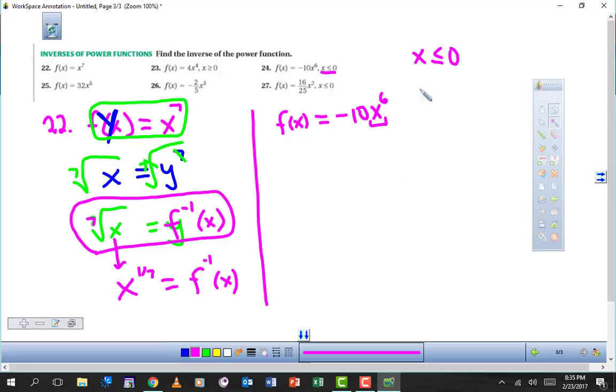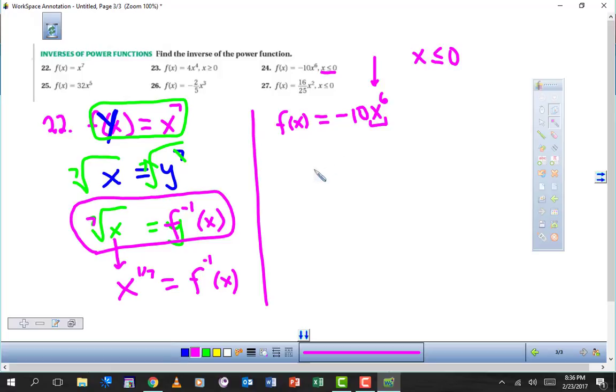This is to the 6th power, whatever number you plug in x there. And if you put in negative numbers when it's to the 6th power, that's automatically going to be a positive number. That portion is automatically positive, even though x is negative. So we have a -10 here.